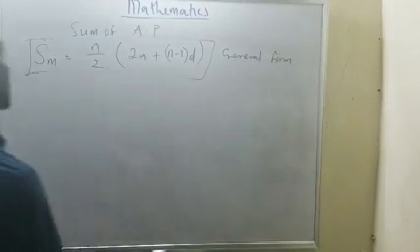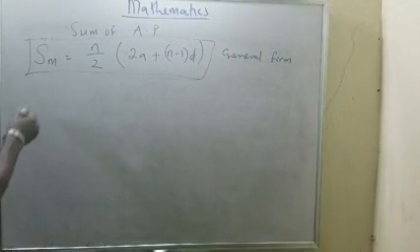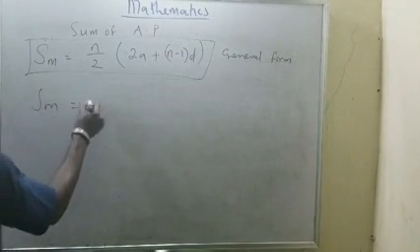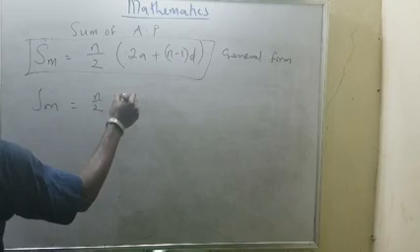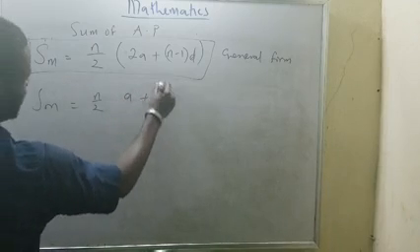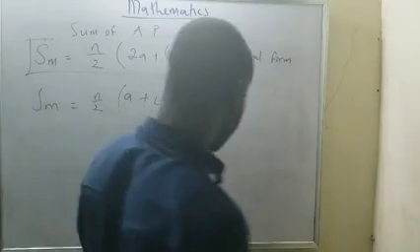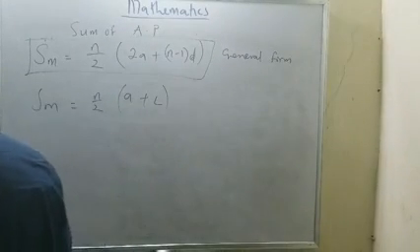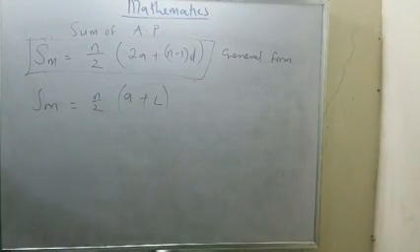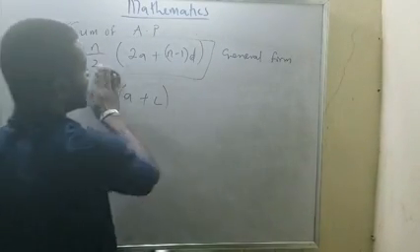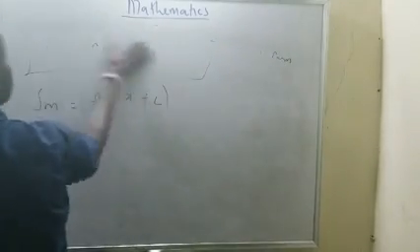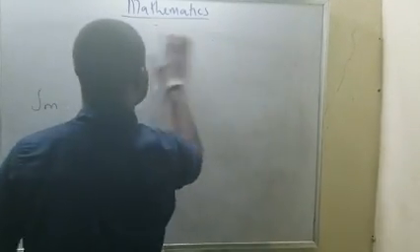But it can change. I can say that my sum of AP is n all over 2 bracket of a plus l, which is possible. It means I'm using the first term and the last term, which is the same thing I told you earlier. Now, with this, let us solve one or two questions.